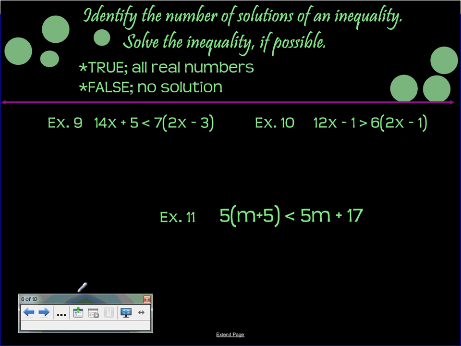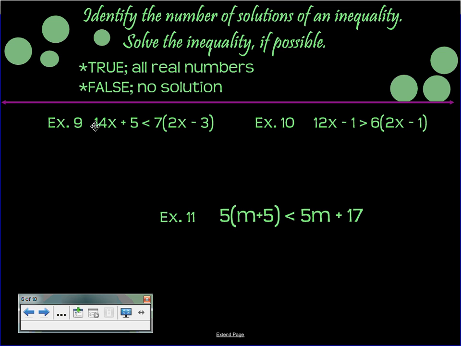All right, and of course, guys, we are going to have situations that have true statements or false statements. That's not going to go away. So we definitely need to identify the number of solutions of an inequality. Solve the inequality if it is possible. Remember that true means all real numbers or infinitely many solutions, and false means no solution. So again, these are multi-step inequalities. We have to distribute and solve for x and so forth.